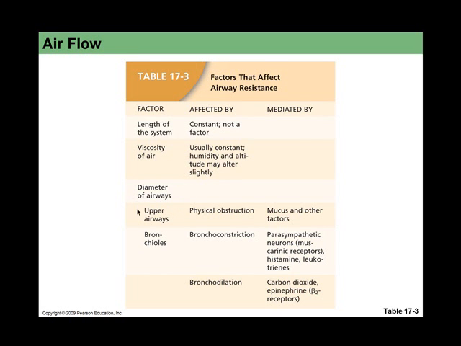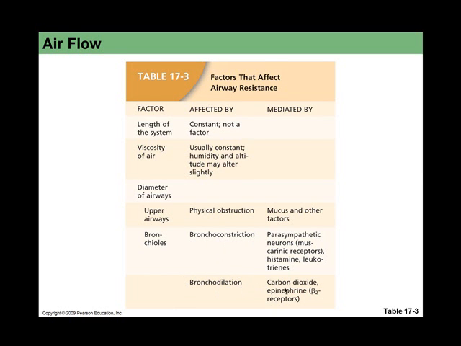So the diameter of the airways, the upper airways, we see physical obstruction, mucus, and other factors. Well, I don't have to tell you about myself on that one and how my allergies affect it. I'm excusing myself for clearing my throat all the time. The bronchioles, the bronchoconstriction is a critical factor there, and this, as we know, is the parasympathetic neurons, the muscarinic receptors, histamine, and leukotrienes. So constant histamine, throw as much antihistamine into me as I can, and it doesn't seem to counterbalance what is happening there, so there's always just a little bit of this going on.